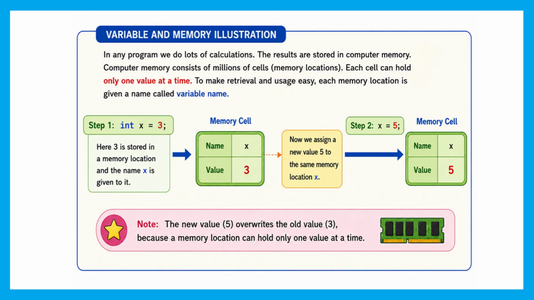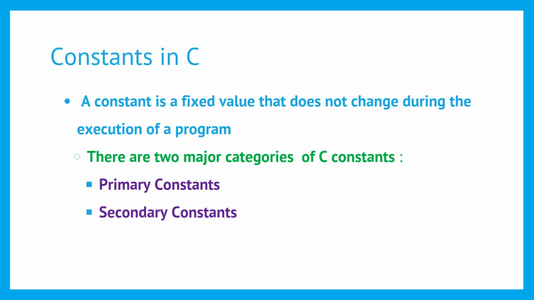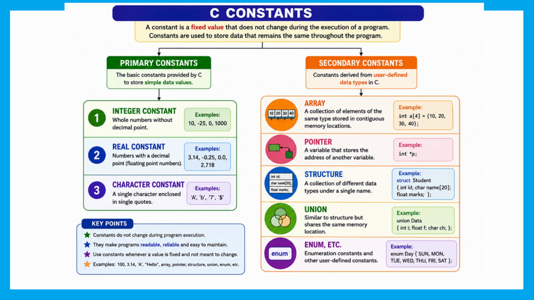Let's discuss the types of constants. A constant is a fixed value that does not change during program execution and is used to store unchanged data, which has two major categories. Primary constants: C provides three basic constants, integer, real, and character, to store simple data values, making programs more readable and reliable. Secondary constants: derived and user-defined data types in C include arrays, pointers, structures, unions, and enums, as shown in the diagram. We'll discuss them in detail later.